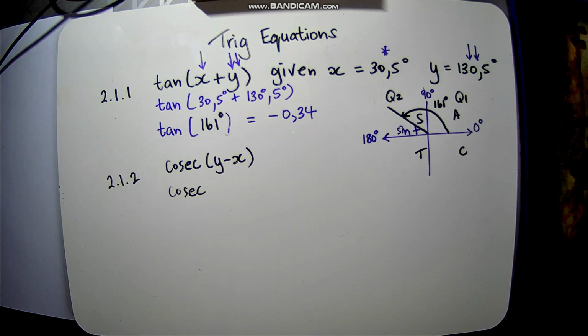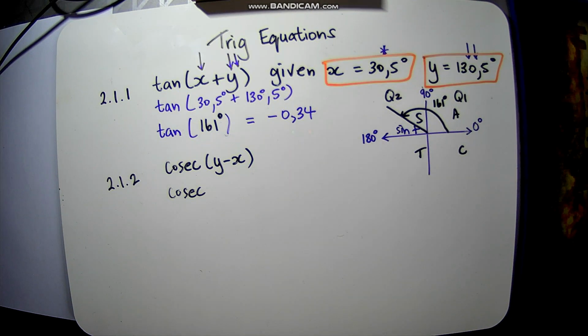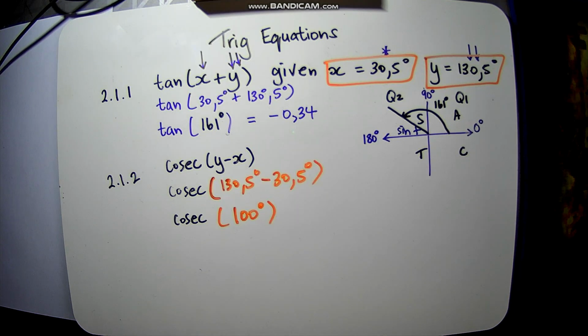Okay, the next question is cosec y minus x in brackets. Notice we have to work out the brackets first. Just remember that. What are the values we're going to substitute? The same x and y values. Substitute those values into the brackets. Subtracting the two numbers, we'll get 100.